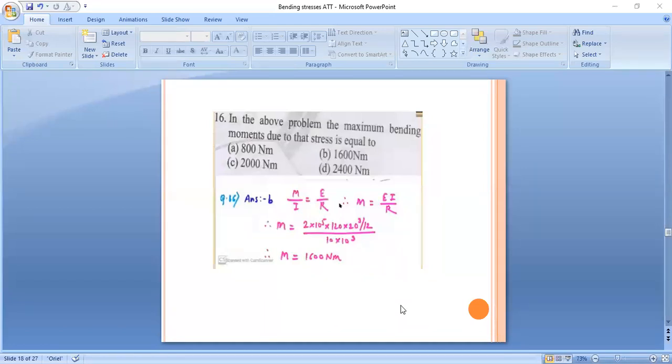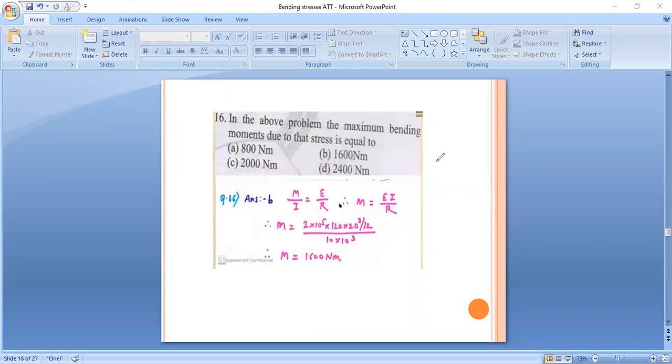The next question. In the above problem, the maximum bending moment due to that stress is equal to. So you have to consider the above problem, and for this given data, you have to find M. So apply here M upon I, which is equal to E upon R equation. So M is equal to EI upon R. M is equal to E, which is 2 into 10 raised to 5. I is, so you have to calculate I.